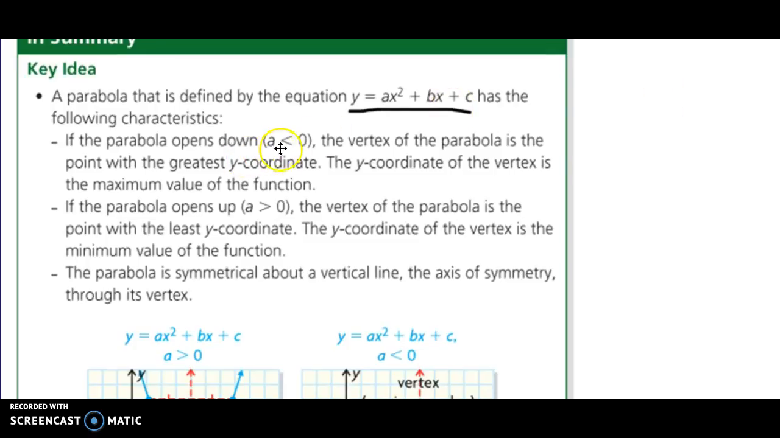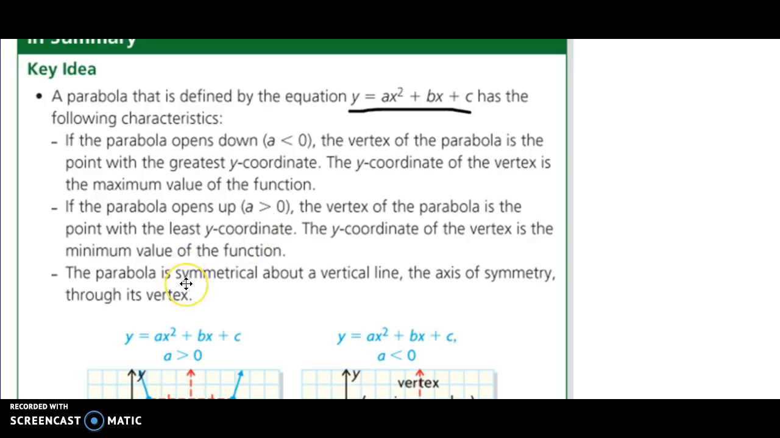So again, if our a is less than 0, so if it's a negative value, then our parabola is going to open down like a frown. And in that case, we're going to have a maximum value, because the parabola will only go so high. If our a is a positive value, so greater than 0, it'll be a smiley face, so it'll be opening up, and we'll have a minimum value because it can only go so low.